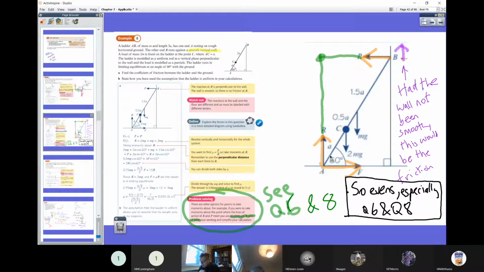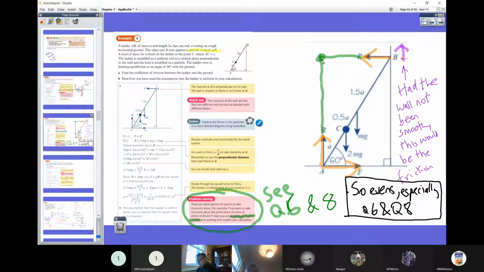So can we just read that bit at the bottom? There are other options for points to take moments about. For example, if you were to take moments about the point where the lines of action of R and P meet, you would eliminate R and P. You'd eliminate R and P from your workings and simplify your calculation. So I think this is ever so important here.